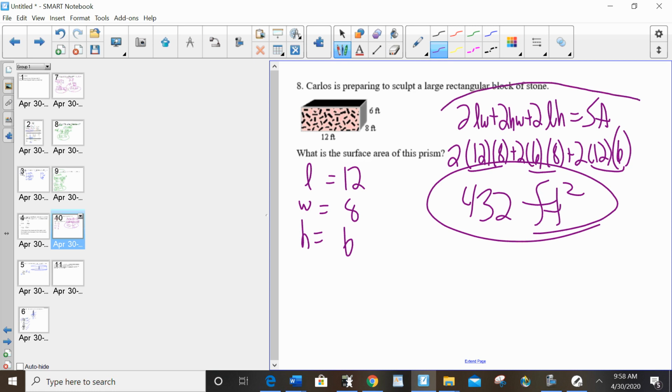Surface area is all about knowing your formula. 2LW plus 2HW plus 2LH equals the surface area. Sub in, and that's it.